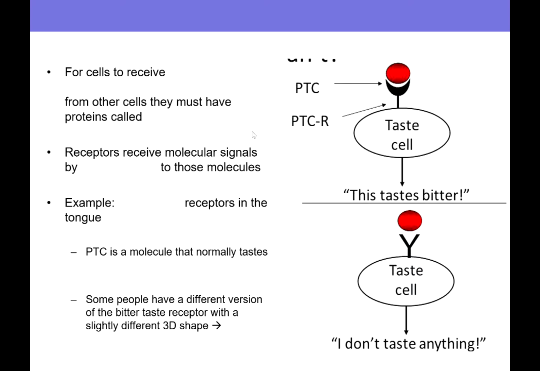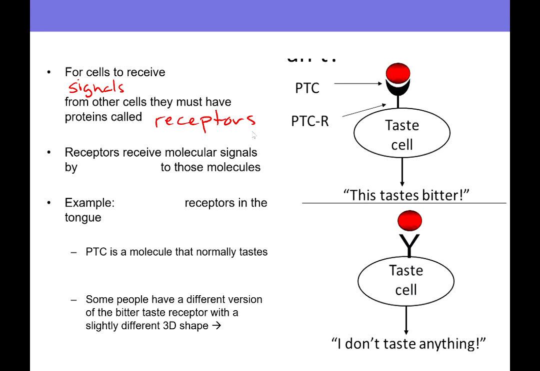So, last thing. In order for cells to receive signals from other cells, they have to have proteins called receptors. So we've used this term before when we talked about feedback control, right? That there's always something in a control system that acts as a receptor to receive a signal. So we can use this term receptor in terms of talking about cells that receive signals, but we can also use it to talk about proteins on those cells that receive signals as well.